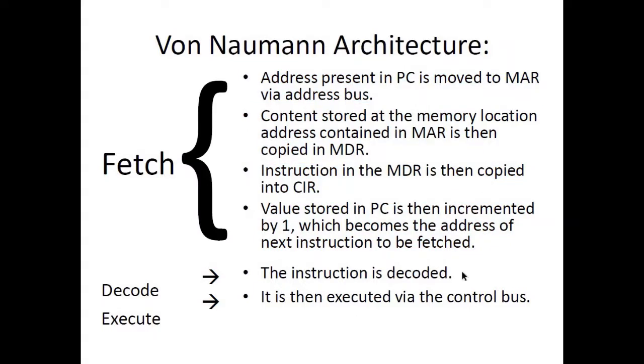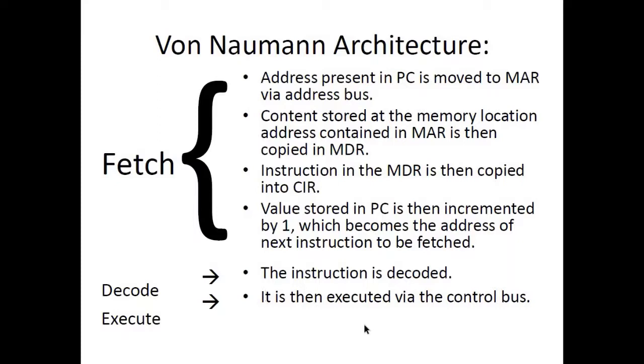Next, the instruction is decoded, and after decoding means it is translated from high level language or from programming language into machine code so the processor can understand what to do. It is then executed via the control bus. Once the processor knows what to do, it sends signals via the control bus in order to execute that. This here marks the end of fetch execute cycle and computer architecture.